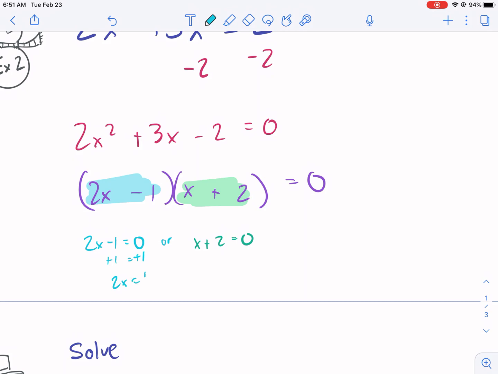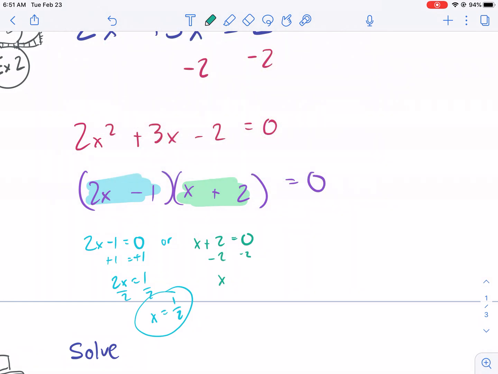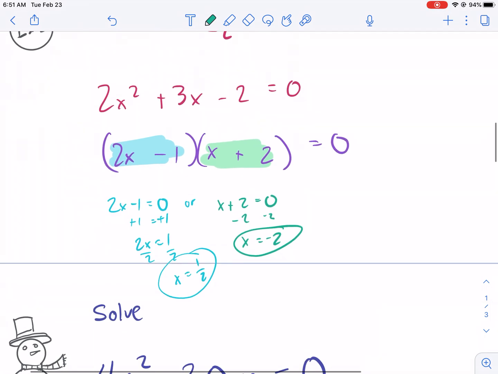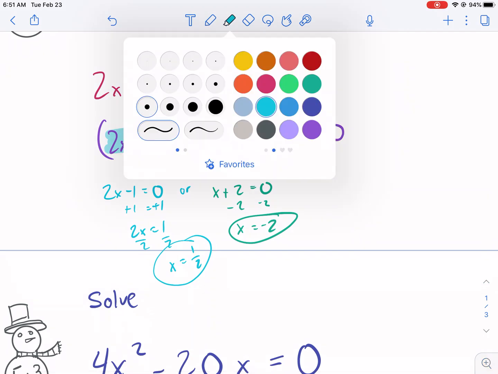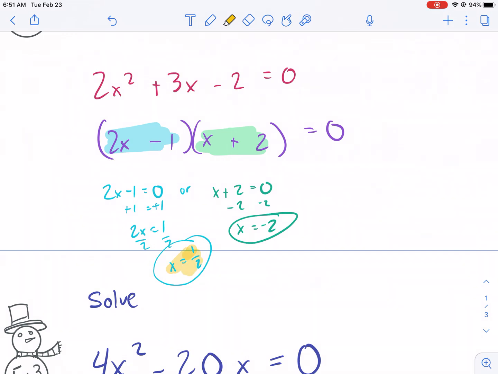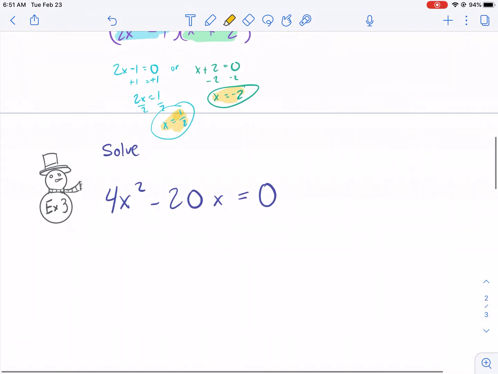2x equals 1, divided by 2, divided by 2. x equals 1/2. That's one possibility. Or minus 2, x equals negative 2. And you'll notice anytime it's just x plus something or x minus something, the value of x is just going to be the opposite of what you see here. If you see a positive 2, it's going to be negative 2. That's what makes it go to 0. So we're done. Those are our two answers that make this equation go to 0: 1/2 and negative 2. Okay, here we go.